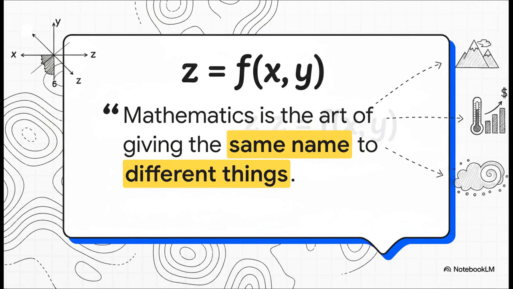The mathematician Henri Poincaré really nailed it when he said, mathematics is the art of giving the same name to different things. In our case, that name is Z equals f of x, y, and we're giving that same name to altitude and temperature and profit and density. It's like a universal language for these complex relationships.